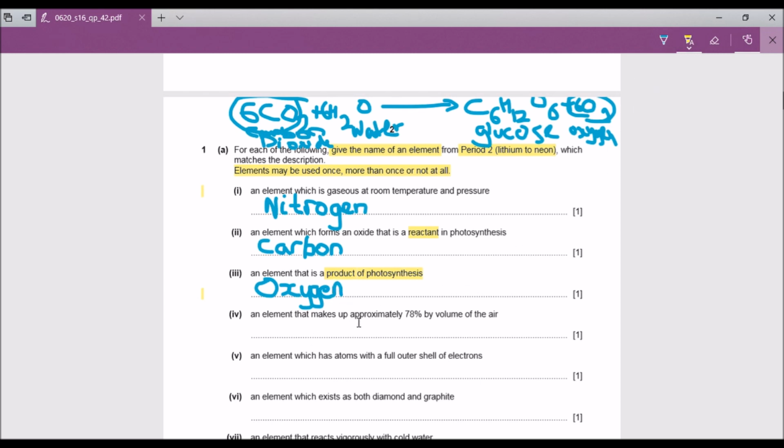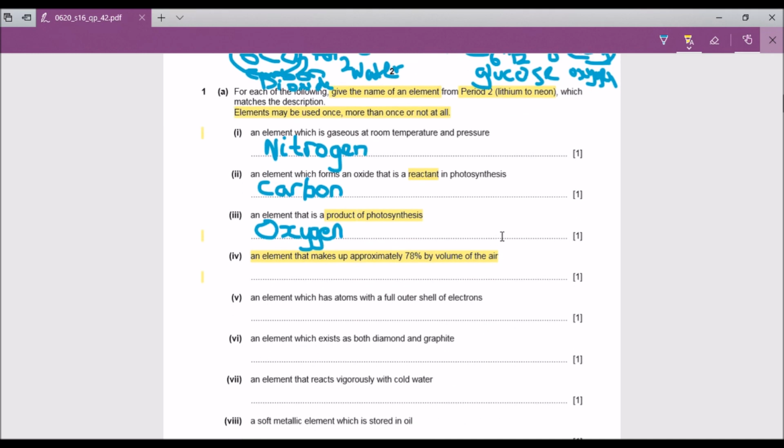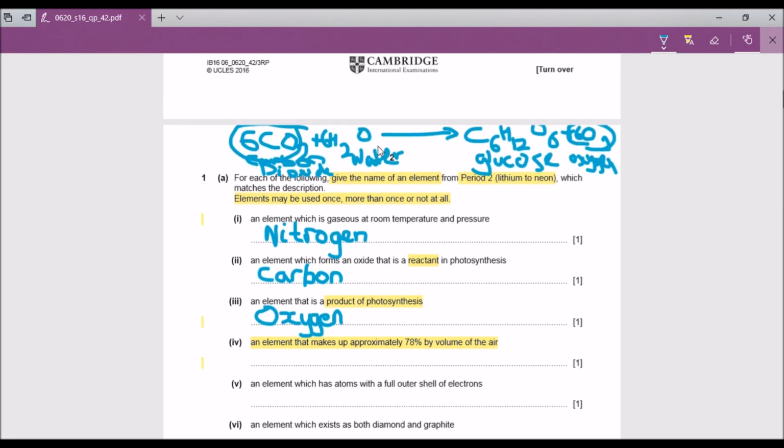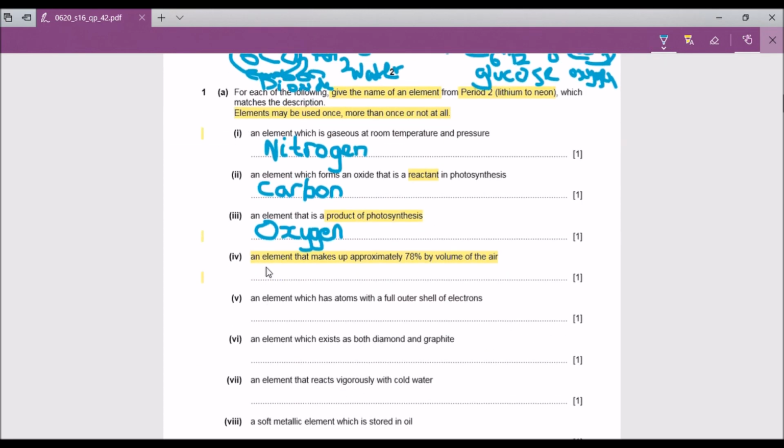And anyways, the next part is an element that makes up approximately 78% by volume of the air. This one's a bit more logical, well, you have to know it. So it's only nitrogen, because 78% of the air is made up of nitrogen and 21-ish percent is made up of oxygen.